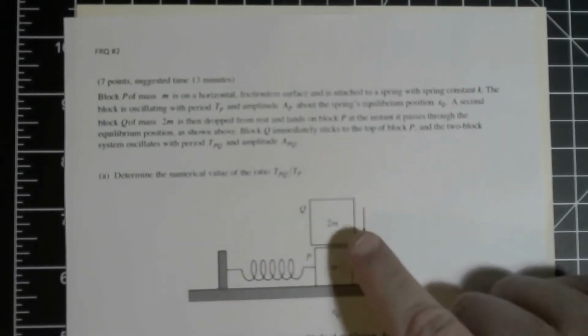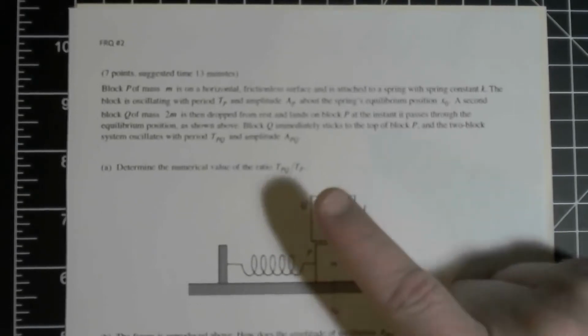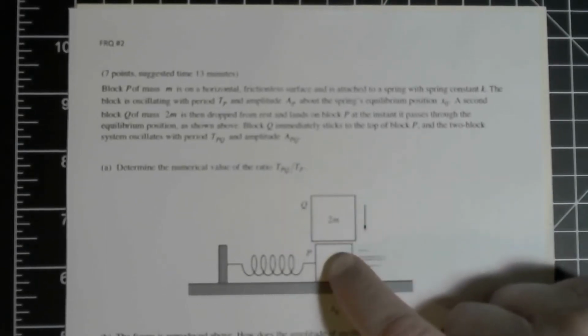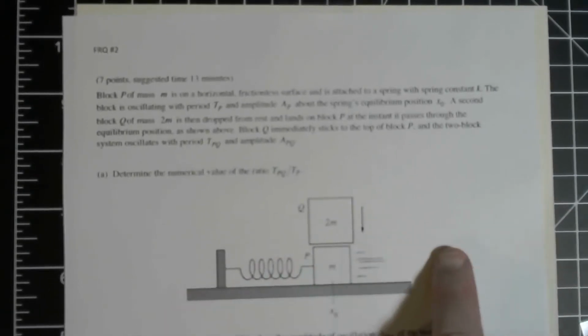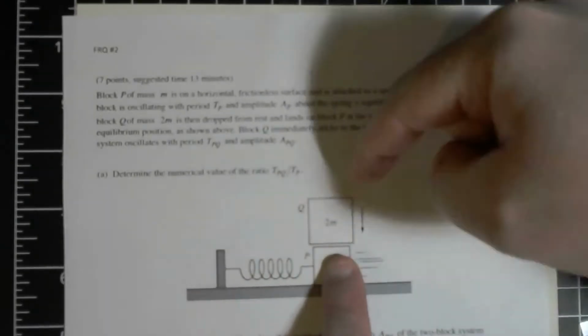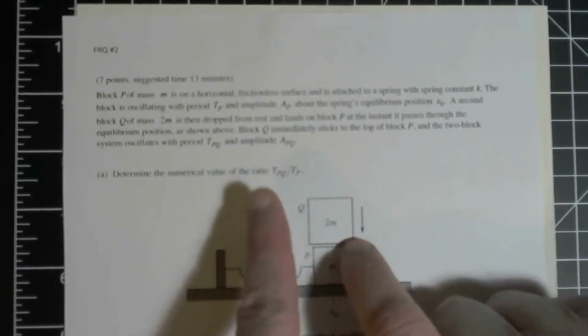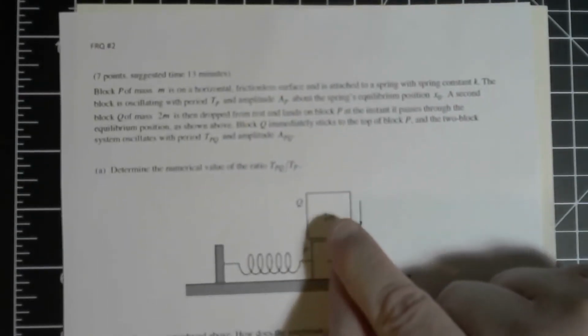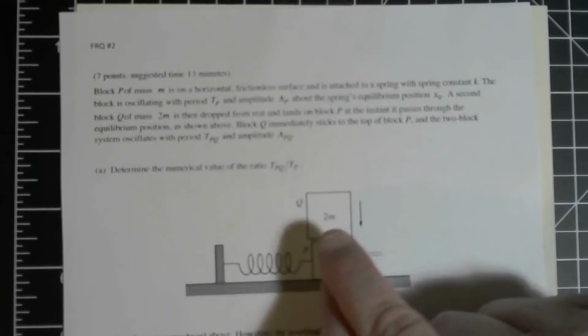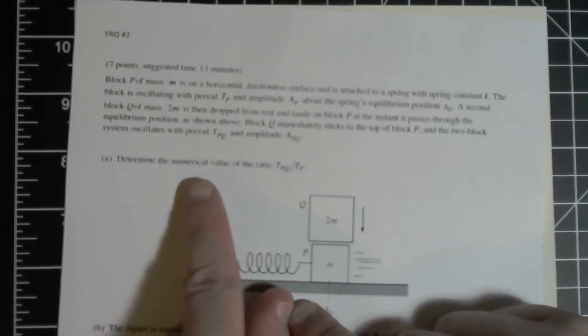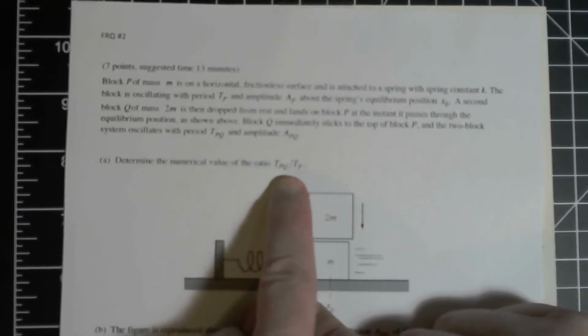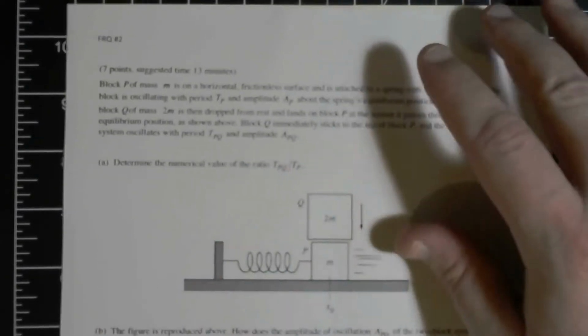Then we're going to drop a second block labeled Q that's twice as heavy on top of it as it passes through here. So this thing's going back and forth, and as it's passing from right to left, we drop this block on top of it, and it immediately sticks to the top. And then the two block system oscillates with this new period and amplitude. And first of all, it says we want to determine the numerical value of the ratio of T_PQ to T_P. All right, so that's the easiest part.